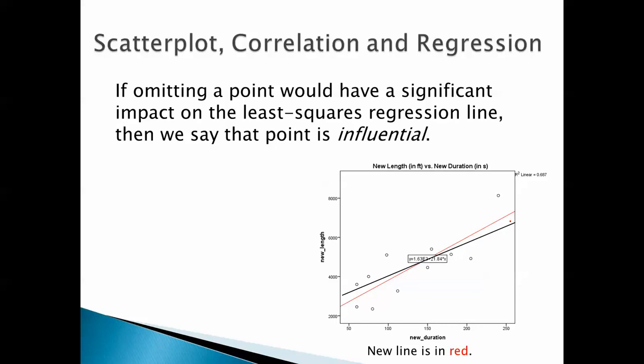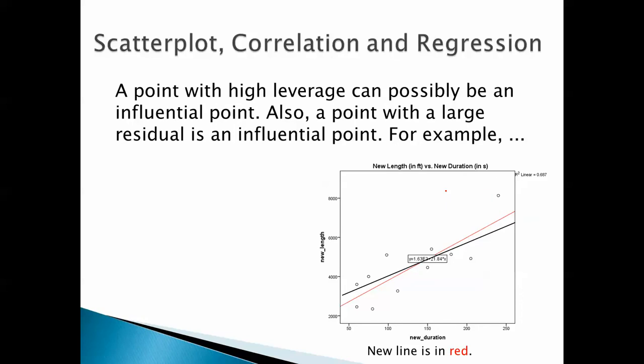If omitting a point would have a significant impact on the least squares regression line, then we say that point is influential. This point, for example, is influential, because if we drop it, it has a significant influence on the least squares regression line. A point with high leverage can possibly be an influential point. This one is high leverage, and it's an influential point. Also, a point with a large residual is an influential point.